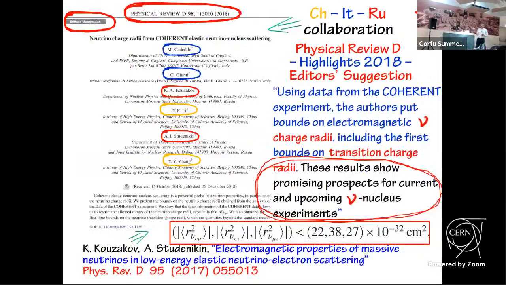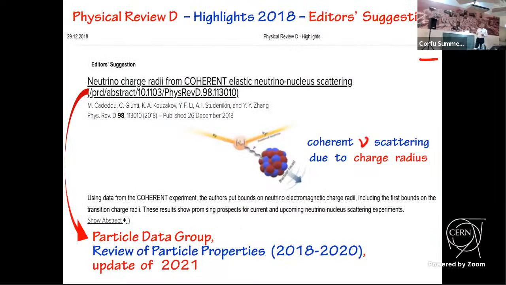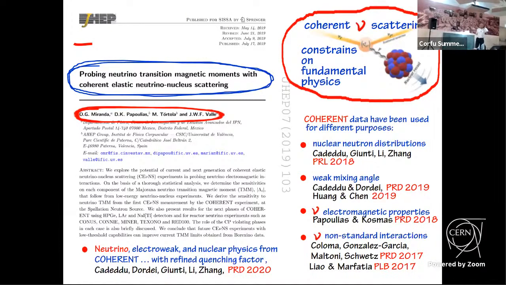Well, and just using this idea, with our Chinese, Italian, Russian collaboration, using the COHERENT data, we obtained new bounds on the transition charge radius. These results have been highlighted by the editors of Physical Review D and also included in the Particle Data Group properties of neutrinos. So this shows the importance of coherent neutrino scattering studies in general.